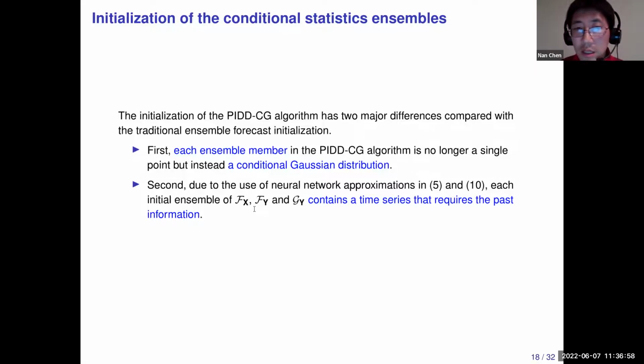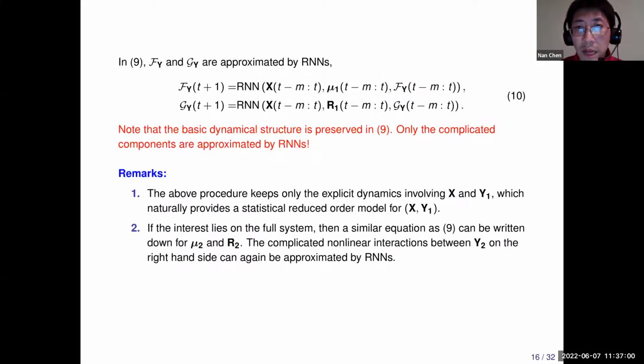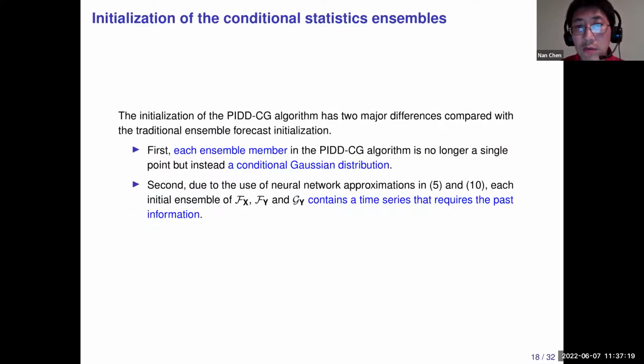And especially if we go back here, we notice that when we use the neural network forecast, we actually lose the Markovian property. We here need the information not just at the current time instant t, but we need to go back up to the time instant t minus m. So this will be slightly different from the traditional ensemble forecast. But both issues can be easily solved.